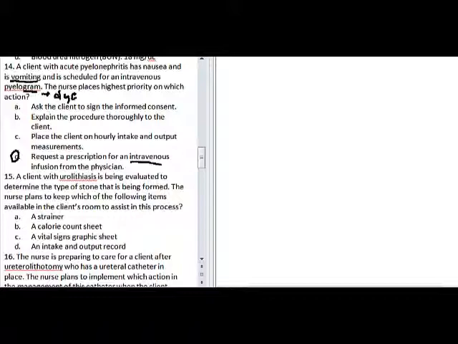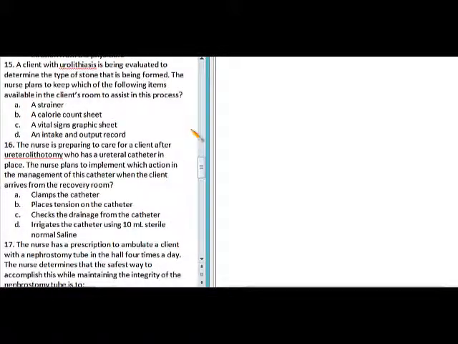Number 15. Client with urolithiasis, or kidney stone, is being evaluated to determine the type of stone that is being formed. Nurse plans to keep which of the following items available in the client's room to assist in this process? We all know the answer. The answer is letter A.